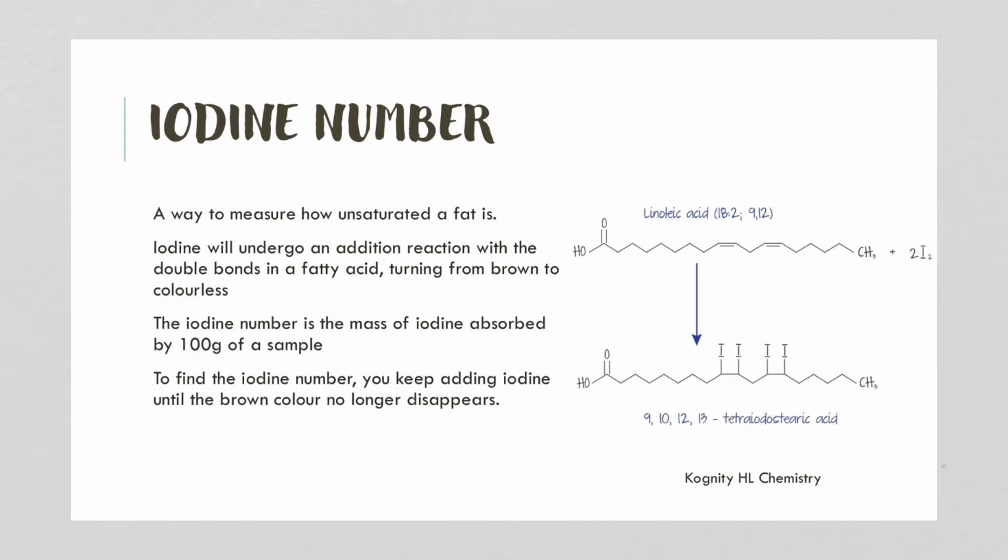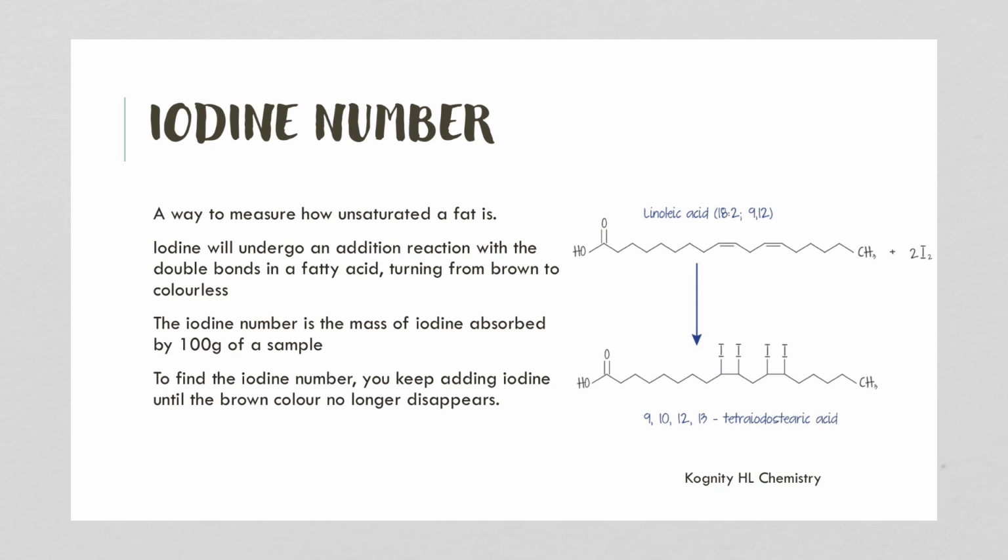So one thing we can do to determine how unsaturated a fat is, is to determine its iodine number. Iodine can undergo addition reactions with double bonds in fatty acids, which will turn the iodine from brown to colorless. The iodine number is the mass of iodine that is absorbed by 100 grams of the sample. To find the iodine number, you just keep adding iodine until the brown color no longer disappears.